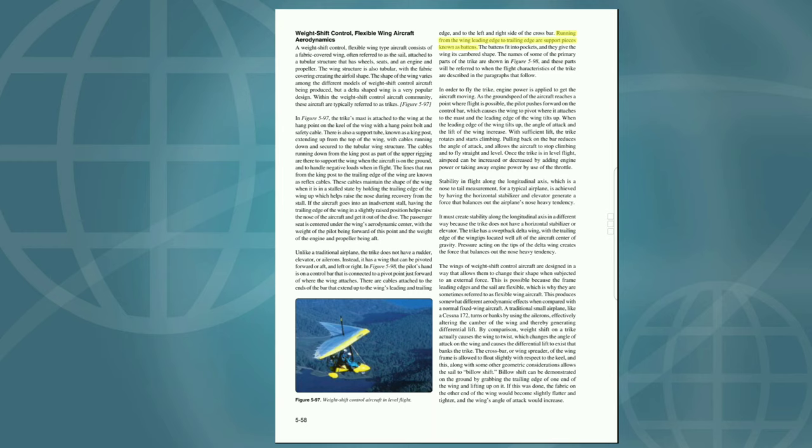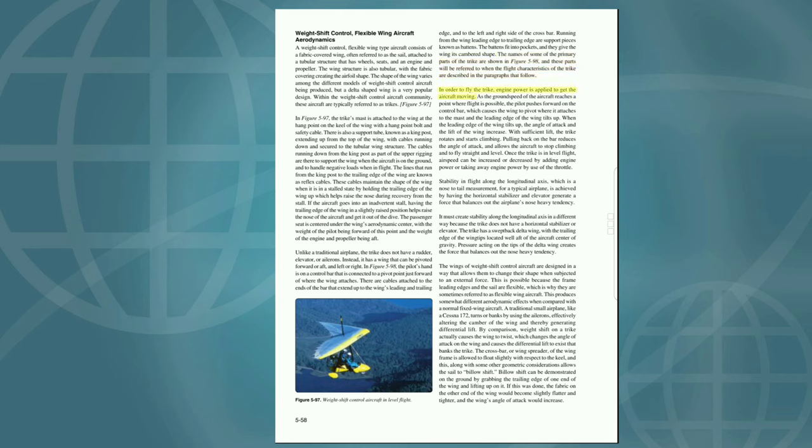Running from the wing leading edge to trailing edge are support pieces known as battens. The battens fit into pockets, and they give the wing its cambered shape. The names of some of the primary parts of the trike are shown in Figure 5-98, and these parts will be referred to when the flight characteristics of the trike are described in the paragraphs that follow.